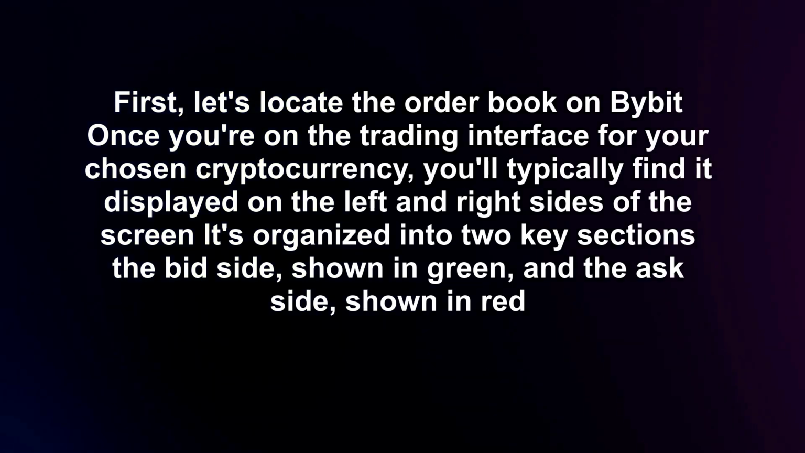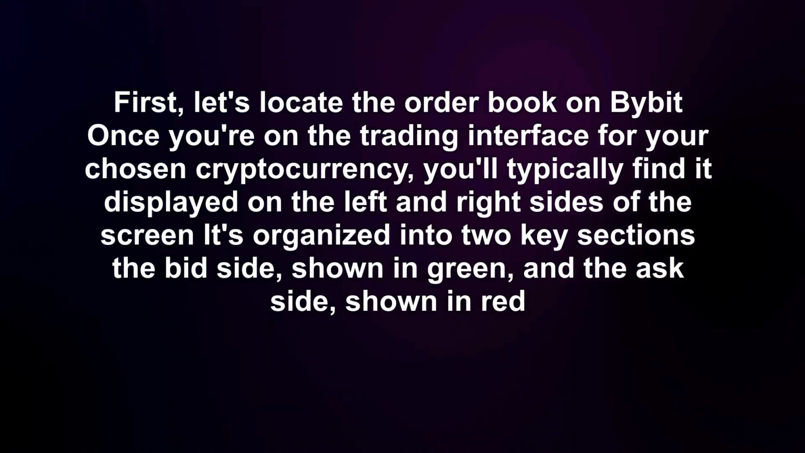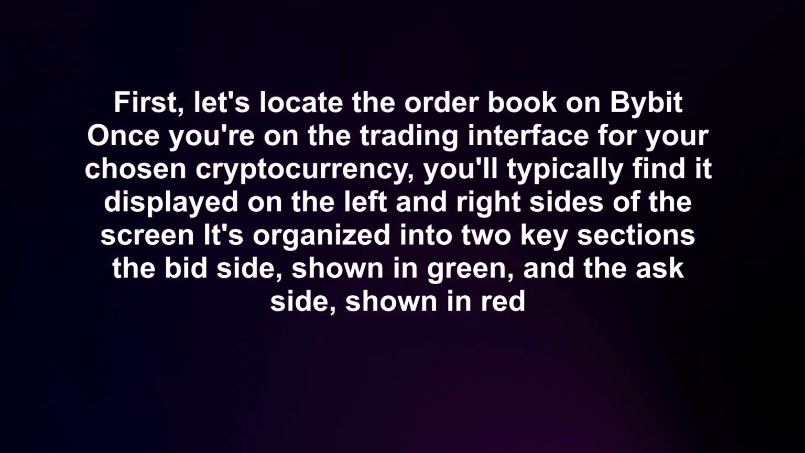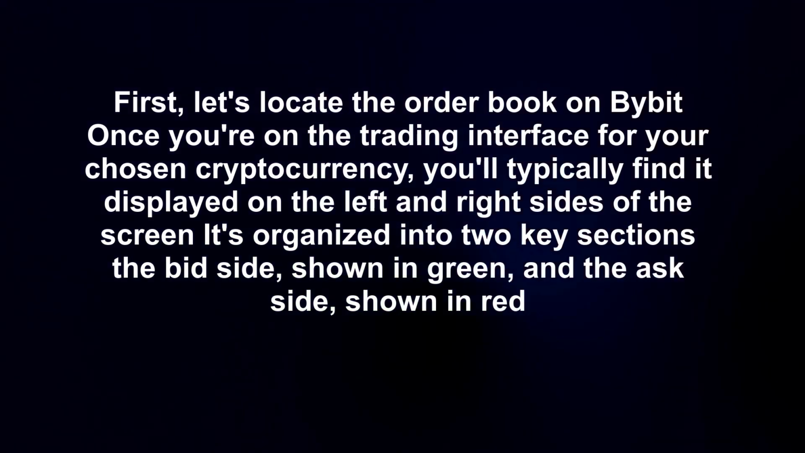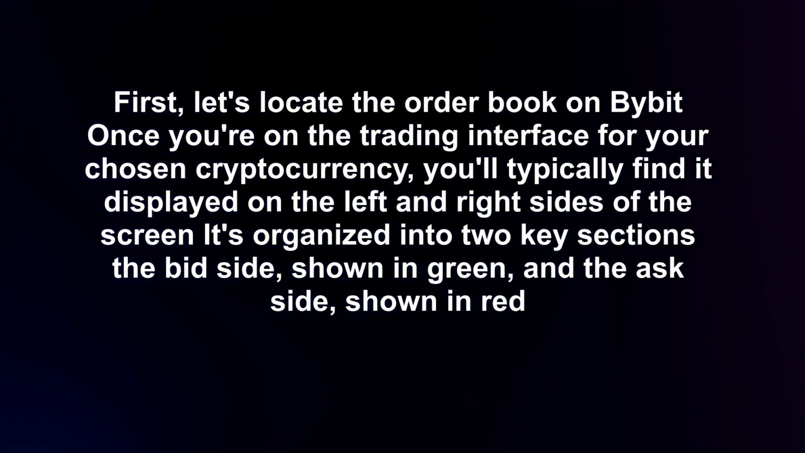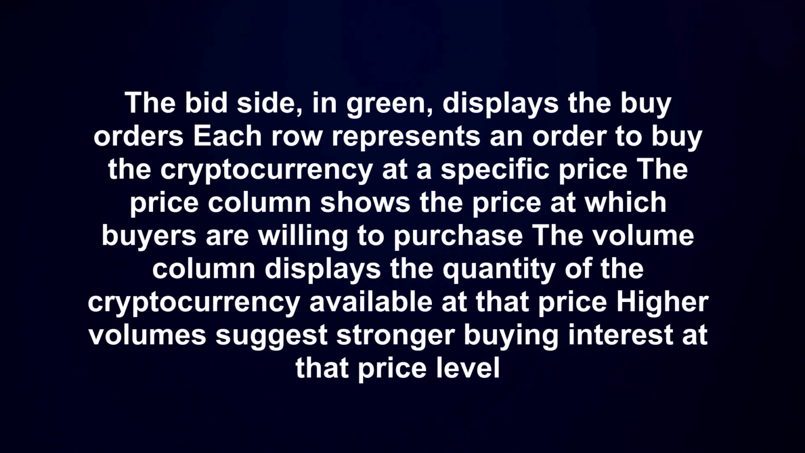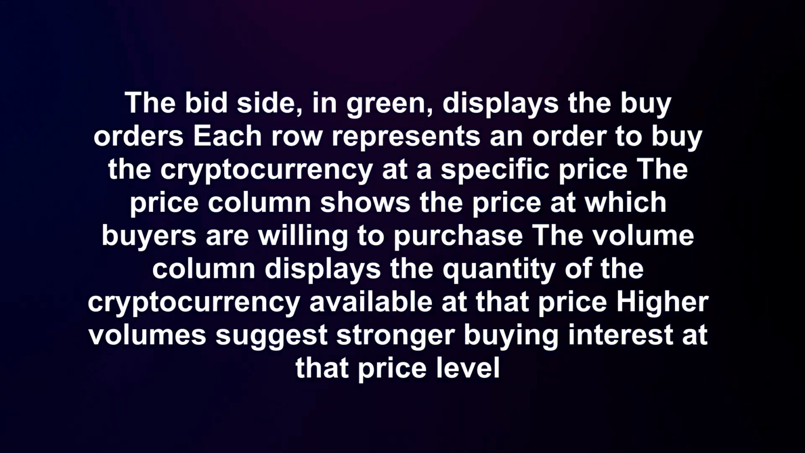Once you're on the trading interface for your chosen cryptocurrency, you'll typically find it displayed on the left and right sides of the screen. It's organized into two key sections: the bid side, shown in green, and the ask side, shown in red. The bid side, in green, displays the buy orders.